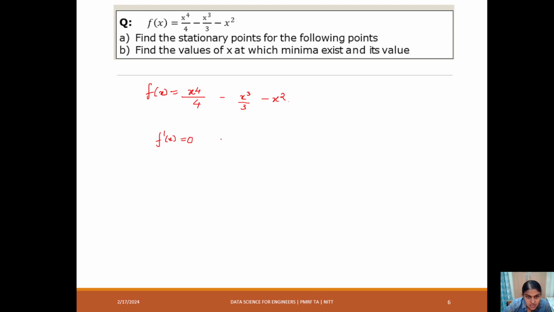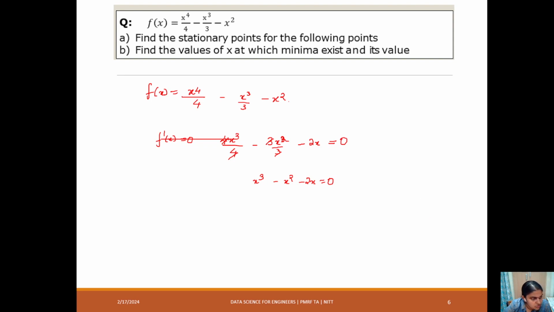That means f dash of x means 4x cube by 4 minus 3x square by 3 minus 2x, that you have to substitute equal to 0. That means you will get x cube minus x square minus 2x equal to 0.